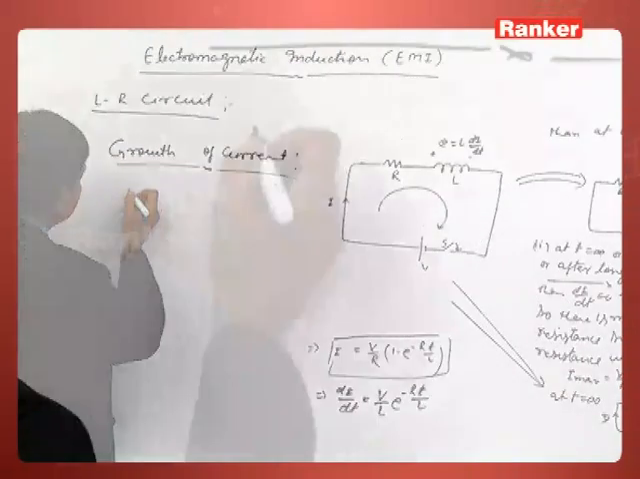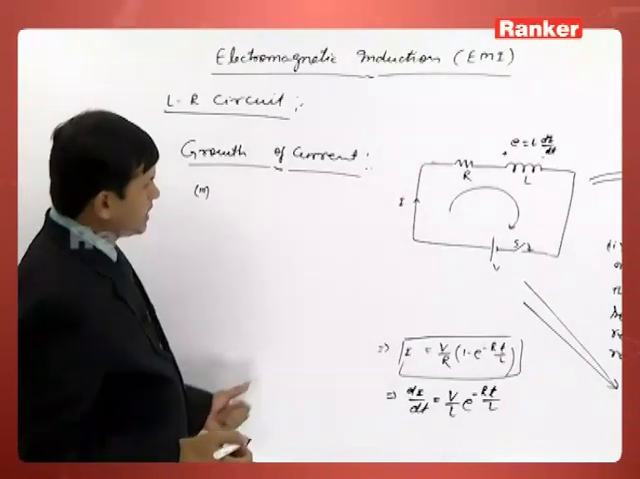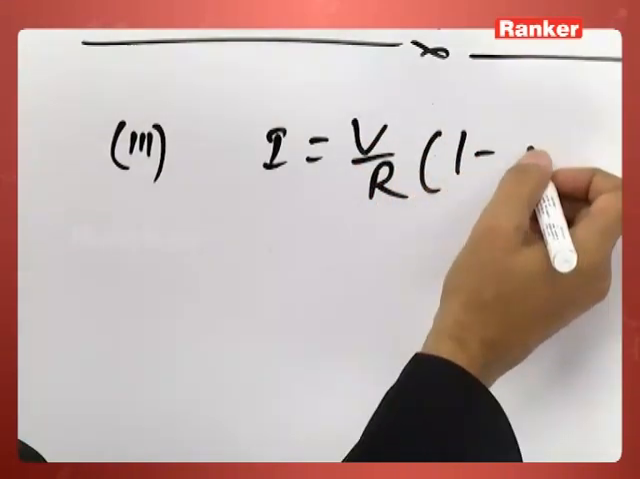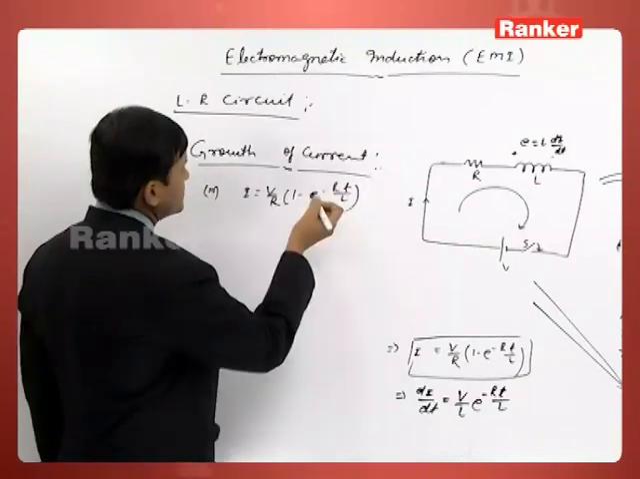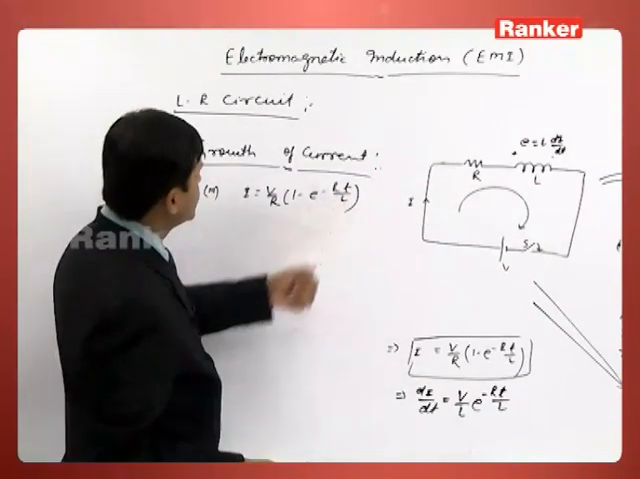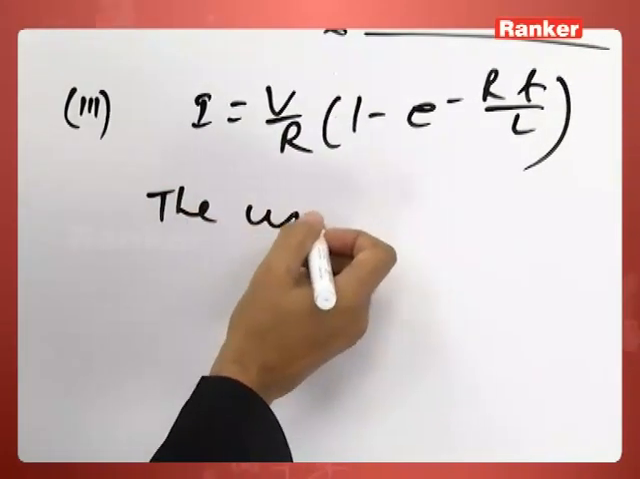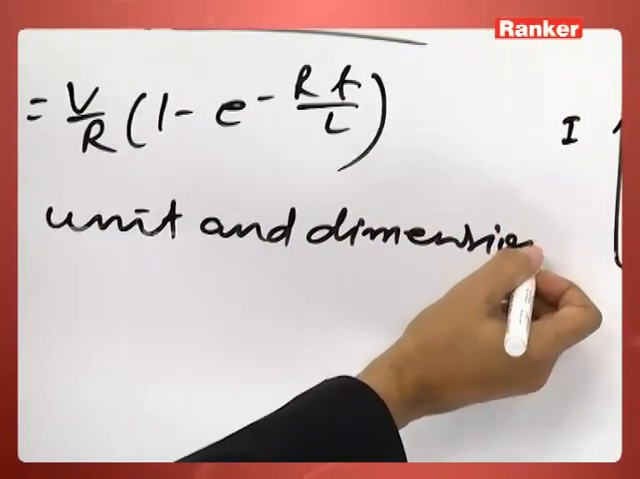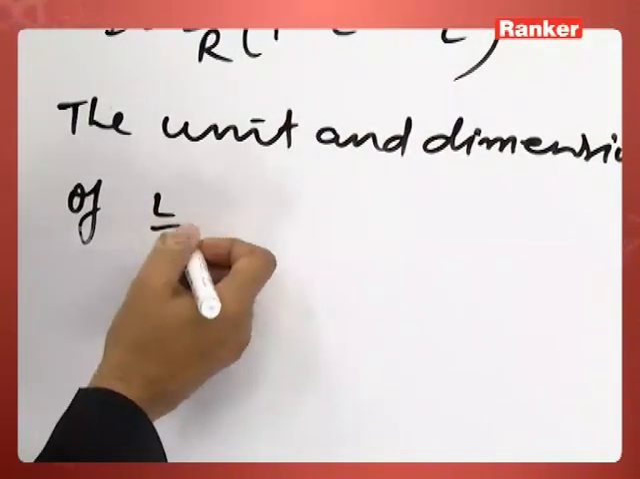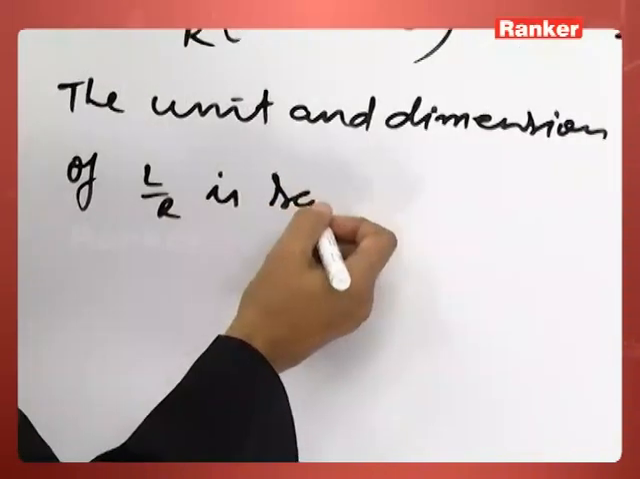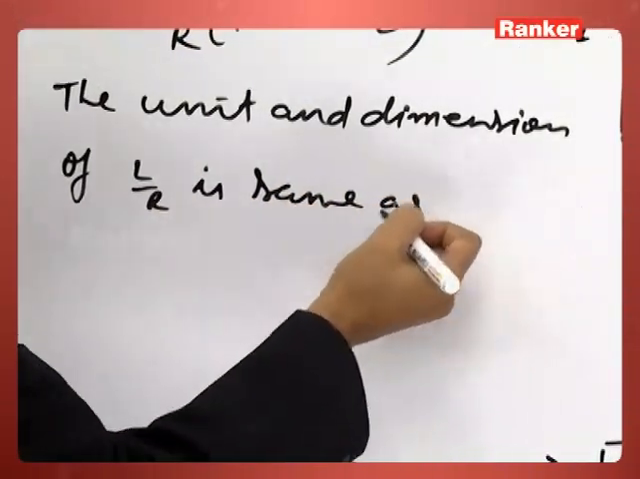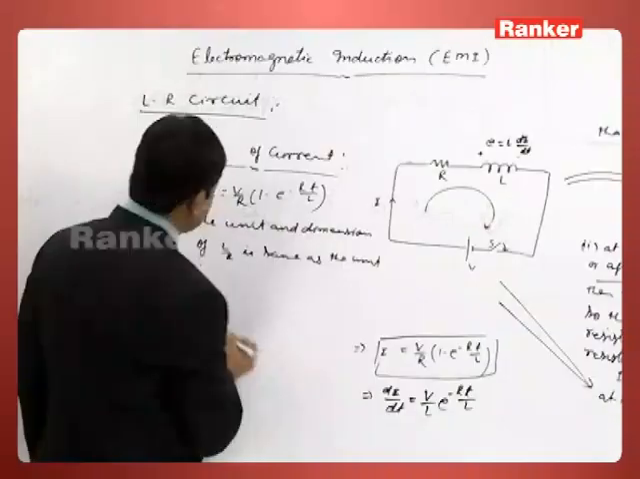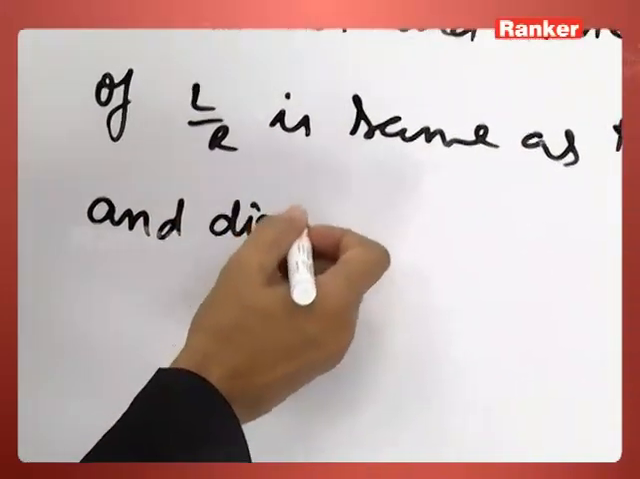Okay, now see another conclusion from here. As I is equal to V by R times 1 minus e power minus RT by L, now we can say here the unit and dimension of L by R is the same as the unit and dimension of time.